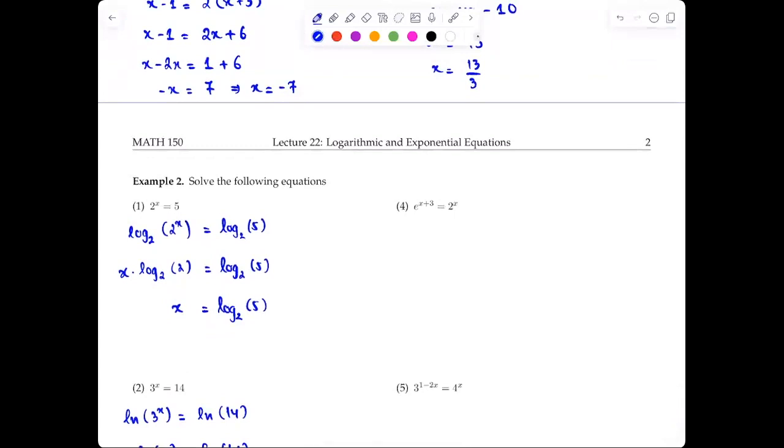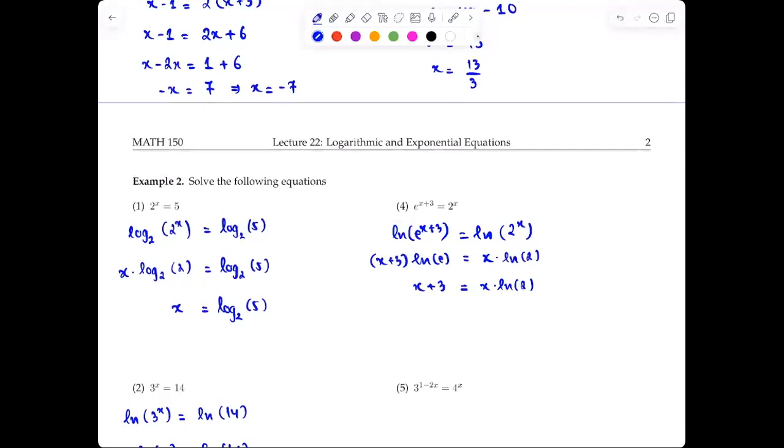All right, next equation: e to the x plus 3 equal to 2 to the x. Again, apply ln on both sides of the equation. On the left-hand side, I get x plus 3 times ln of e, and on the right-hand side, I can rewrite this as x times ln of 2. ln of e is equal to 1, so the left-hand side becomes x plus 3, and the right-hand side is x times ln of 2. ln of 2 is 0.693, like that.